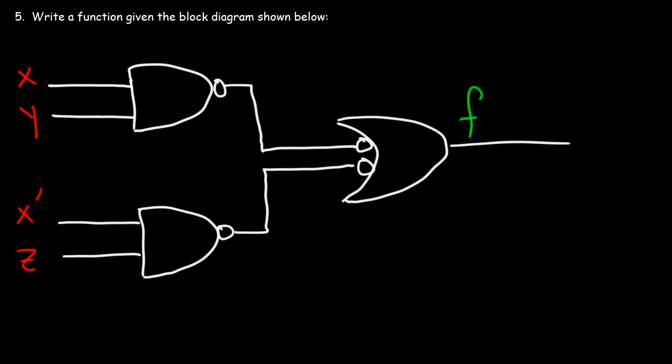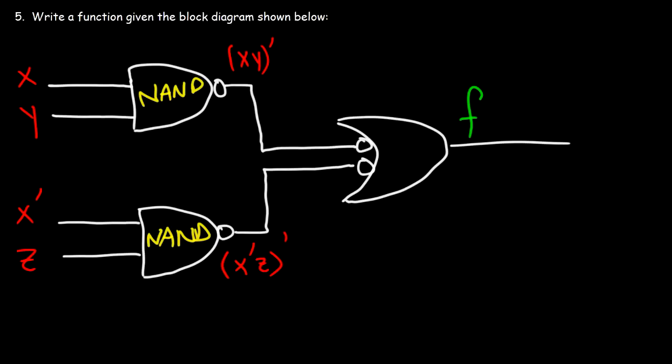Number 5, write a function given the block diagram shown below. Go ahead and try this problem. So here we have a NAND gate, and here we also have another NAND gate. So let's write the output of that. The inputs are X and Y for the first one. So the AND gate, what it does is it's going to multiply X and Y. But the NAND gate is going to do the same thing but take the complement of it. So for this one, we need to multiply X prime and Z and then take the complement of that result.